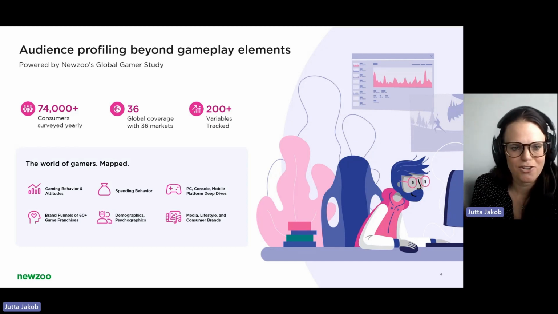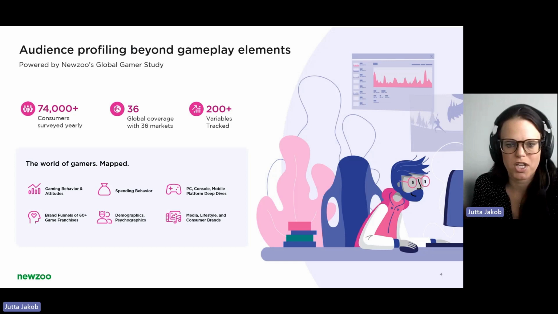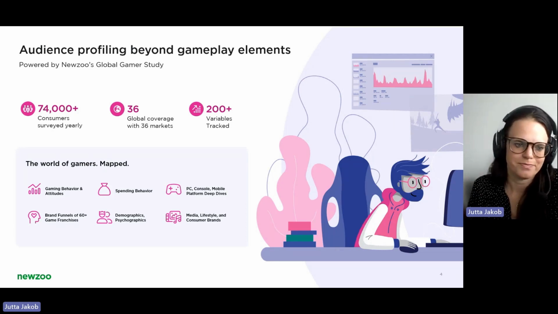And I guess we all know that players cannot be solely defined by the platforms or genres they play. In today's complex gaming landscape, it is crucial to take into account players' preferences, motivations, and attitudes when competing for players' attention and time.